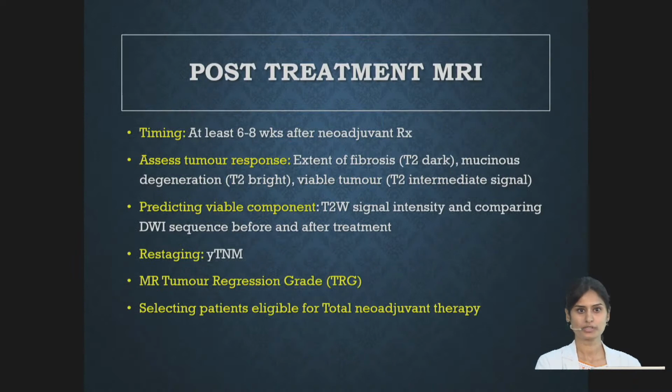So, the role of MRI in the post-neoadjuvant setting, and the timing of the MRI: it's important to do it at least 6 to 8 weeks after neoadjuvant treatment for the treatment to have a consolidated effect on the tumor. And it's important to assess the extent of fibrosis, which appears very hypointense compared to an intermediate signal intensity tumor. Sometimes intermediate signal intensity tumors can show mucinous degeneration after treatment, and they appear very bright. And as I said, it's important in predicting viable tumor component, and diffusion weighted imaging plays an important role. So we restage the tumor and ascertain an MR tumor regression grade from 1 to 5 and identify patients who can be followed up for total neoadjuvant therapy.